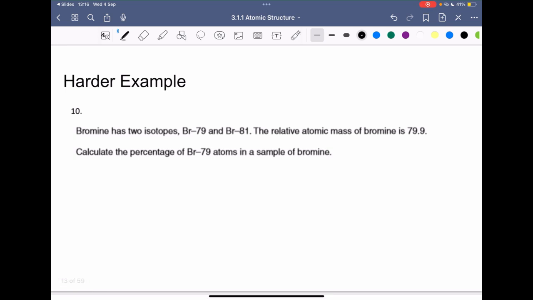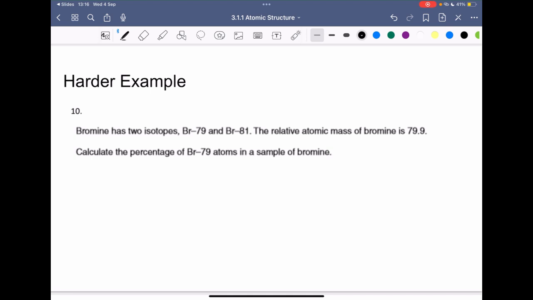Okay, so here's a hard example for you to try. Bromine has two isotopes, bromine 79 and bromine 81. The relative atomic mass of bromine is 79.9. Calculate the percentage of Br79 atoms in a sample of bromine.